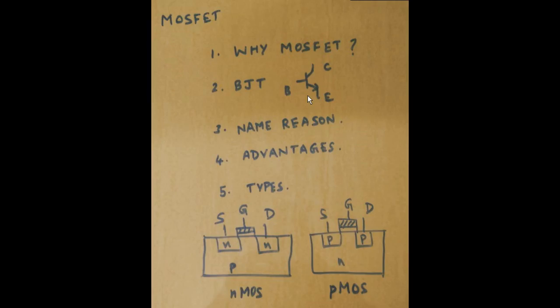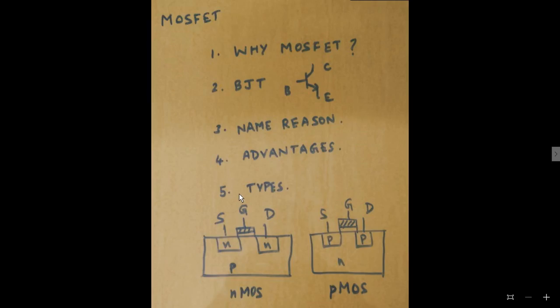So how does MOSFET overcome the disadvantage of BJT? First let's see about MOSFET. MOSFET is divided into N-channel MOSFET and P-channel MOSFET. These are the two types of MOSFETs available.